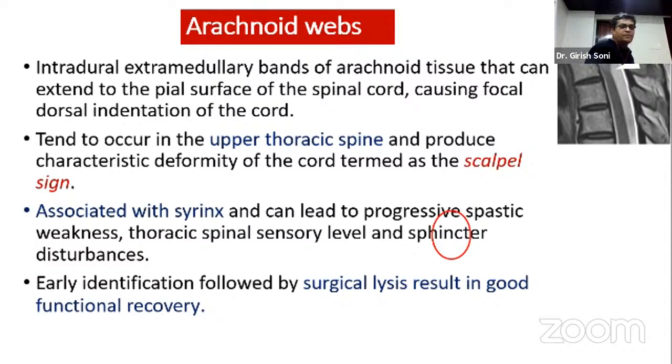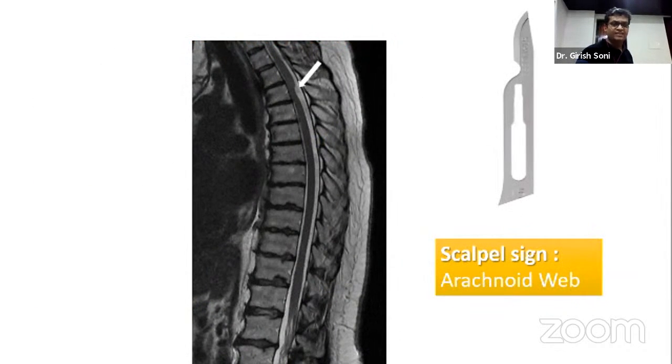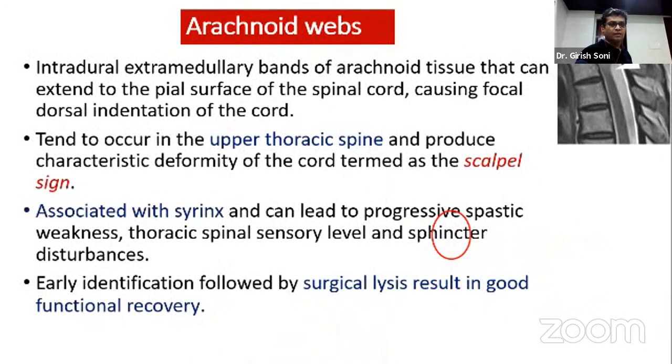Usually arachnoid webs are intradural bands of arachnoid tissue that extend to the spinal cord, causing indentation and a compression effect on the spinal cord. They are usually dorsal in location, usually seen in the upper or mid dorsal spine, and characteristically produce a deformity of the cord which looks like a scalpel, and hence this is called the scalpel sign.